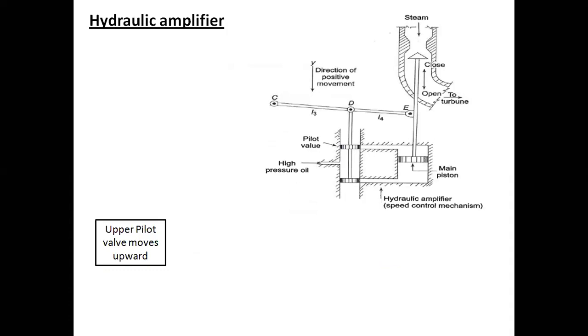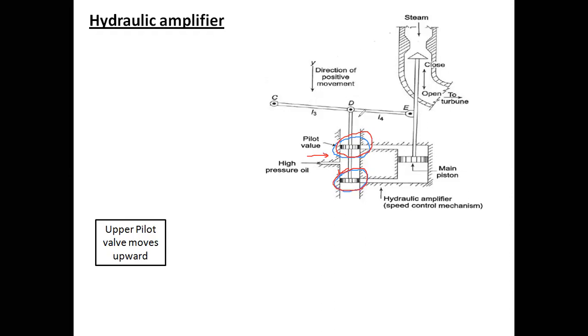In the hydraulic amplifier, you can see two pilot valves. This one is the upper pilot valve and this is the lower pilot valve. Now some high pressure oil is coming into the system and it will try to flow through the main chamber.